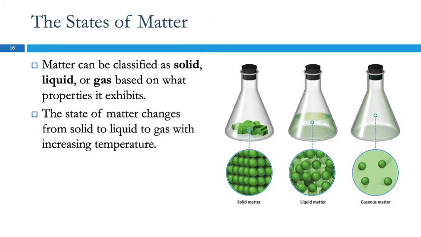So the 3 states of matter are solid, liquid, and gas. And we should be fairly familiar with those. We think about water. Water in the solid form we refer to as ice. Water in the liquid form is what we call water. And in the gas form, we would call it steam or water vapor. There's some humidity in the air, that's water in the gas state. And so we see water in all 3 states.